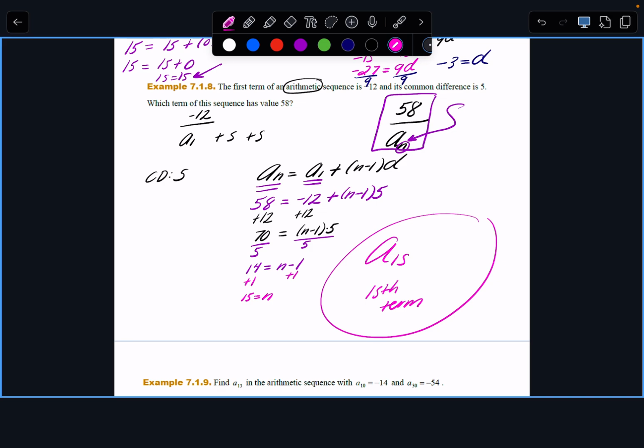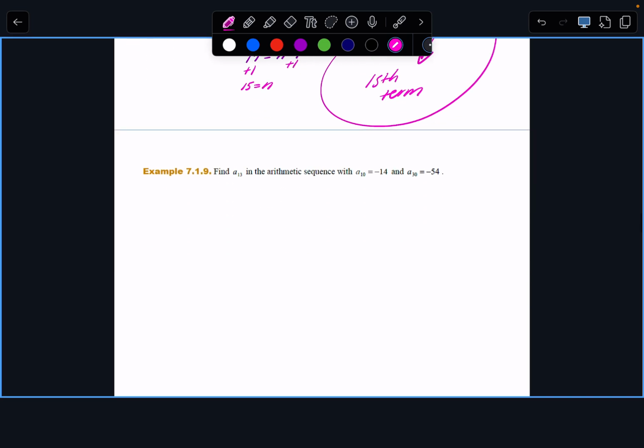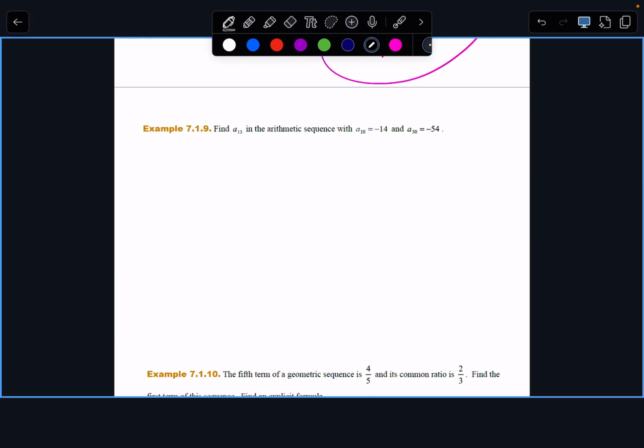But you're going to see, sometimes you're going to plug in, and there's going to be 2 unknowns. Is that just our answer? Yeah, it says which term was 58? 15th term. So you're answering what they asked for. So look at the next one, though. I need everyone locking in, because this one is intense. A lot of kids would freeze up on this next one.